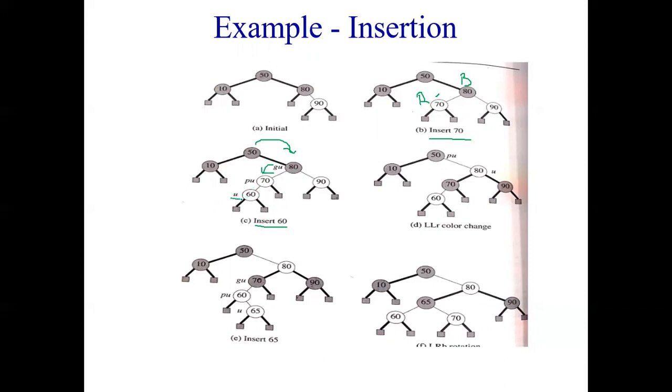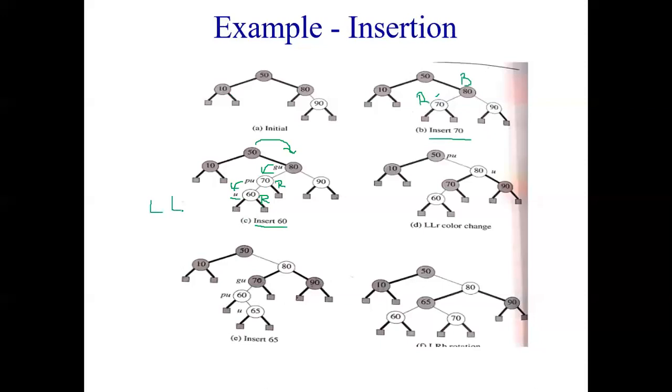Now this is the new node. Its color is red. What is its parent color? It is also red. So it has created an imbalance. Now what imbalance has it created? The new node is what child of the parent? It's a left child. And the parent is what child of the grandparent? Left child. So the kind of imbalance is LL imbalance.